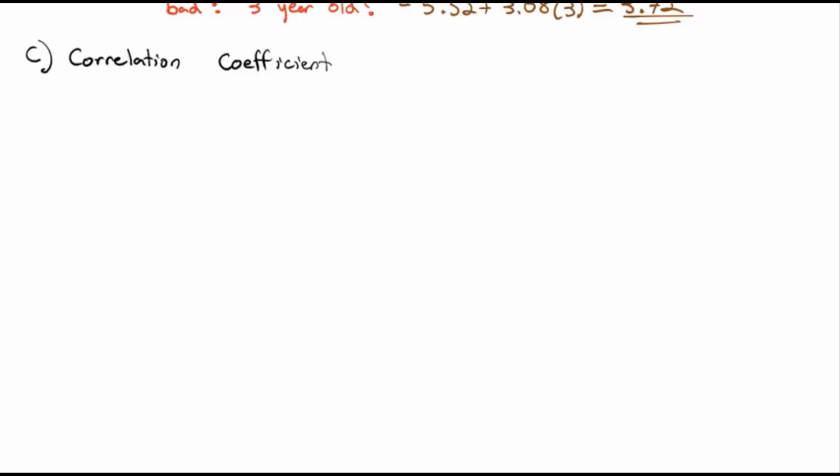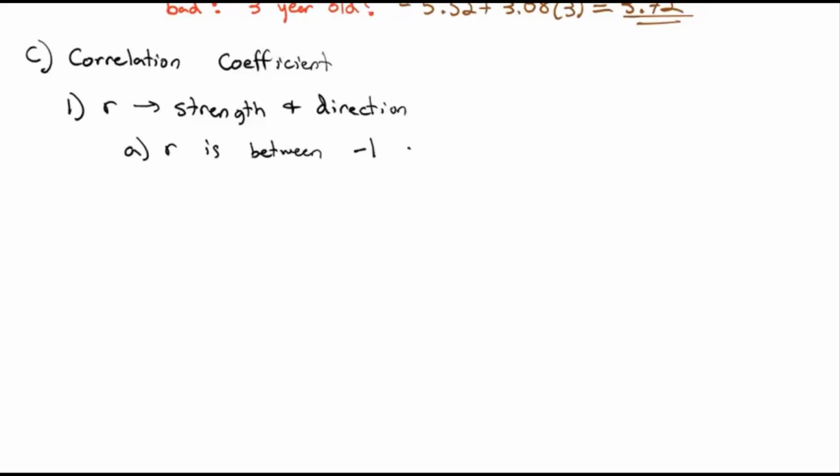This is what the correlation coefficient measures. And we have a special variable r that we use for the correlation coefficient. And it tells us two things about the graph. It tells us the strength and direction. First, r is between -1 and +1.